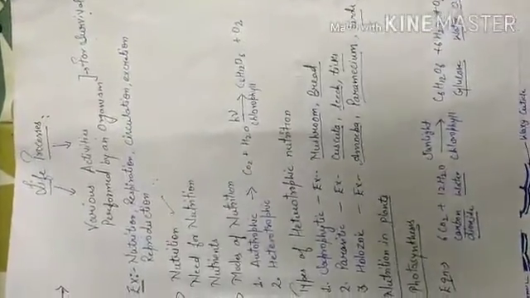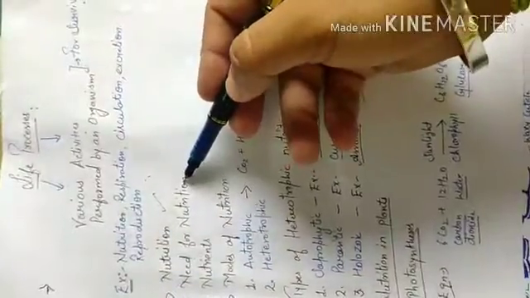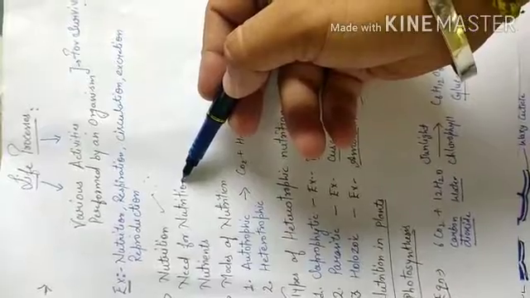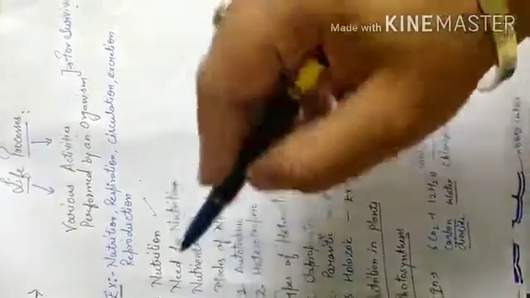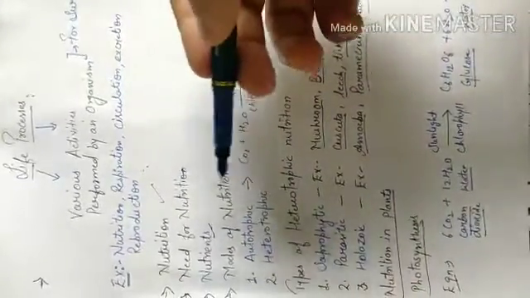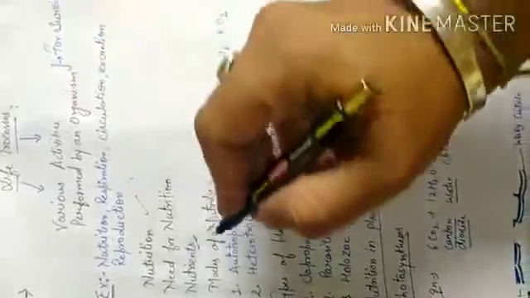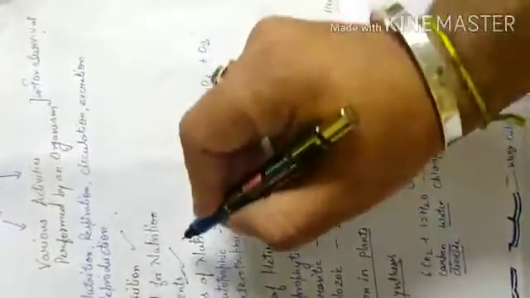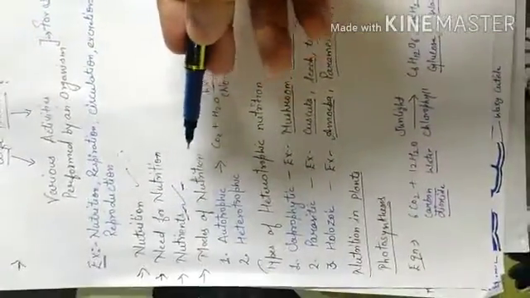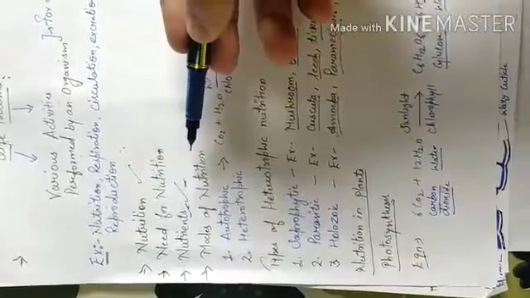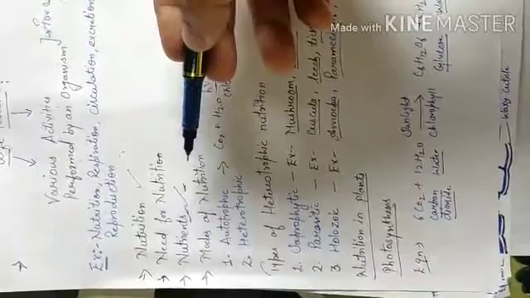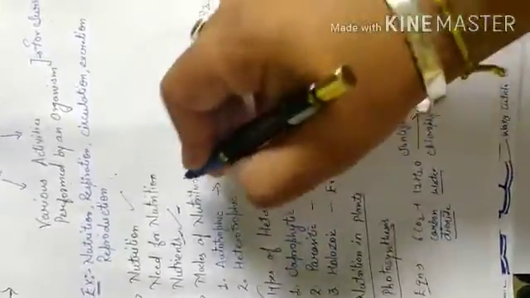Now we can talk about the need for nutrition. Organisms need energy to perform various activities, and the energy is supplied by nutrients. Organisms also need various raw materials for growth and repair, and these raw materials are provided by nutrients. Now we can talk about what a nutrient is. Material which provides nutrition to organisms is called nutrients. For example, carbohydrates, proteins and fats are the main nutrients.